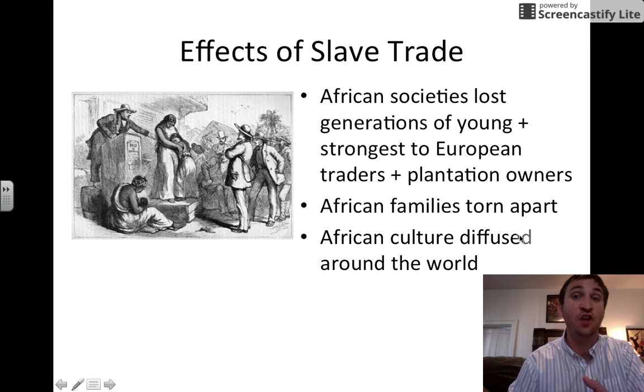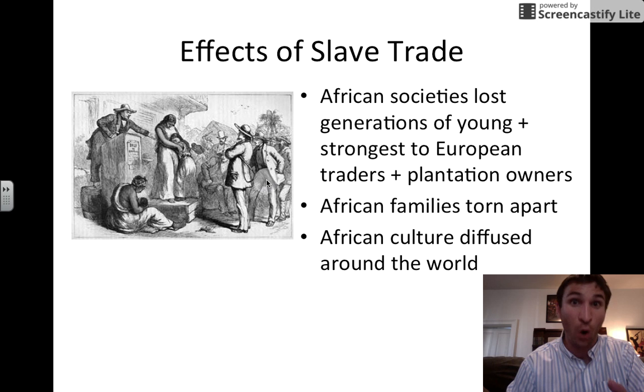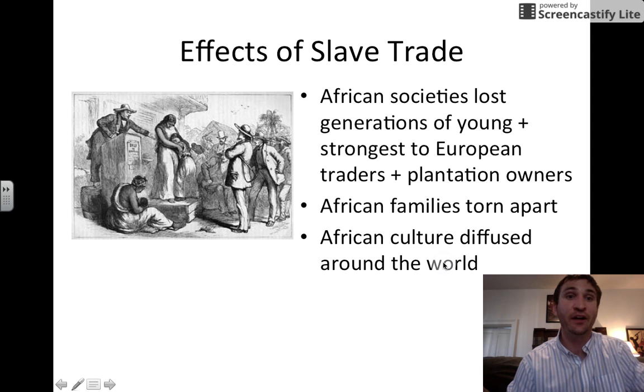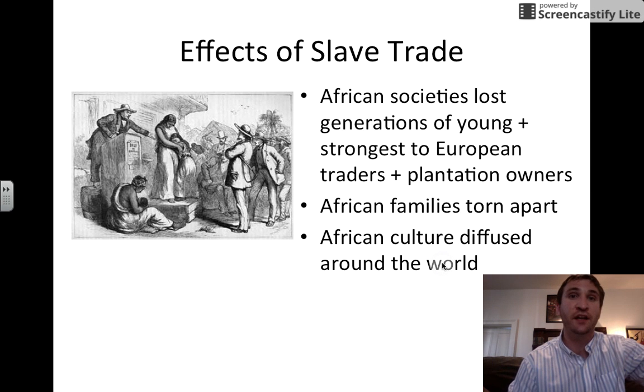African families were torn apart. Many slave owners did not buy families. They bought individuals and treated them all like property. Another effect of the slave trade was that African culture diffused around the world, to Europe, to South America, to the Caribbean, to North America. So the music and the food of different African groups were spread and diffused.